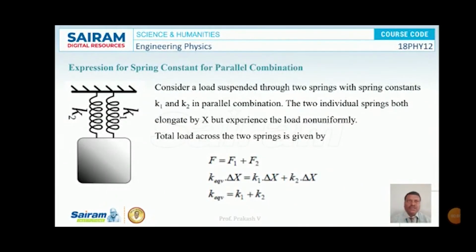Now let us look at the expression for spring constant for parallel combination. Here the springs are connected in parallel as shown in the figure. We have to consider two springs S1 and S2 suspended from a rigid support parallel to each other. Their free ends are connected to a mass M, such that the free end descends through a distance of say x.